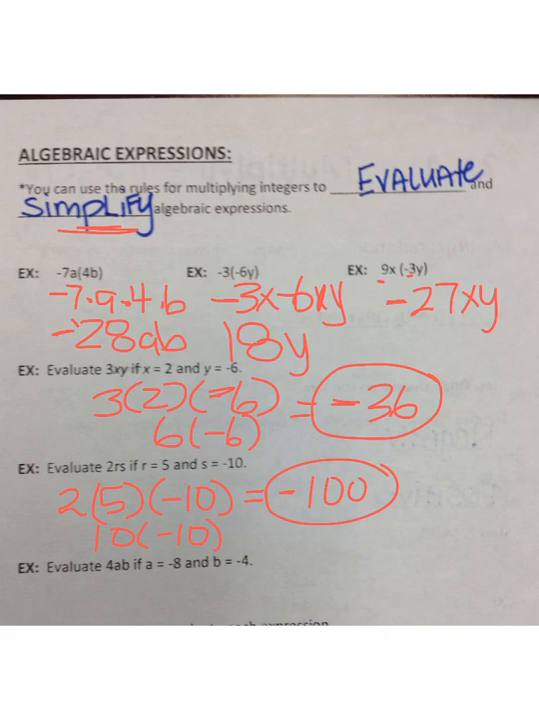Last one, evaluate 4 times a times b if a equals negative 8 and b equals negative 4. When I substitute my values, I have 4 times a, which is negative 8, times b, which is negative 4. Here I have an even number of negatives, so I know my answer is going to be positive. So 4 times negative 8 is negative 32, and I'm going to multiply that by a negative 4. A negative times a negative is a positive, and 32 times 4 is 128. So we have positive 128.